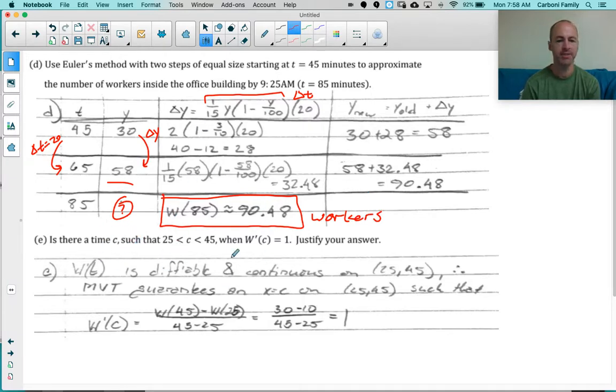Is there a time c such that W prime is equal to 1? Anytime you're going to guarantee a derivative value, I start with the mean value theorem. There are some exceptions to that, but that's always my first thought. Then if it fails, I go back and look at something else. In this case, MVT does work.